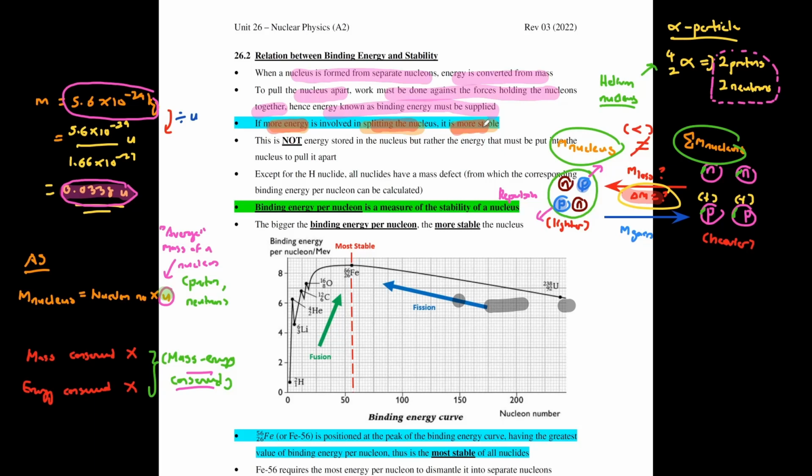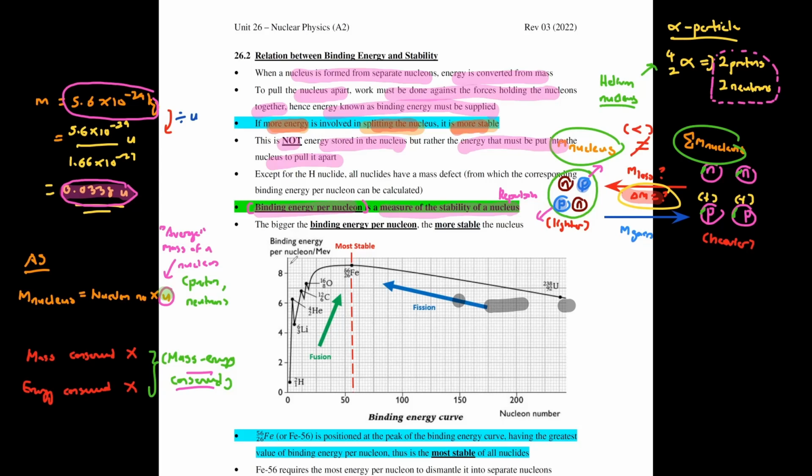But be careful about binding energy. Binding energy is not energy stored in your nucleus. It is simply the energy that must be put into the nucleus to pull it apart. It doesn't tell you anything about the energy contained by the nucleus. It just tells you how much energy you need to break the nucleus. Just now I told you binding energy is a measure of stability, but specifically, binding energy per nucleon is a better measure of the stability of the nucleus. This is the standard that they use to compare the stability of nuclei.